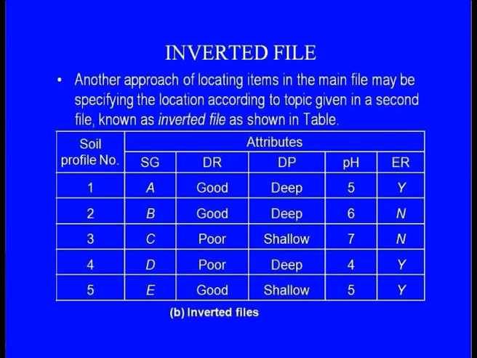So, for soil profile 1, the information has been provided as A, good, deep, 5 and Y, which means certain attributes of the soil profile have been stored. Similarly, for different soil profiles, the information has been categorized and saved in an inverted file.